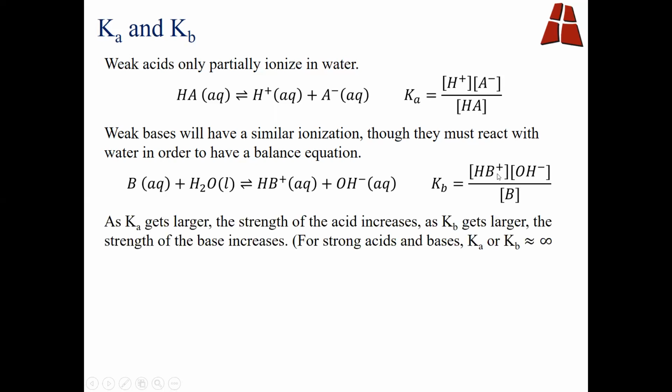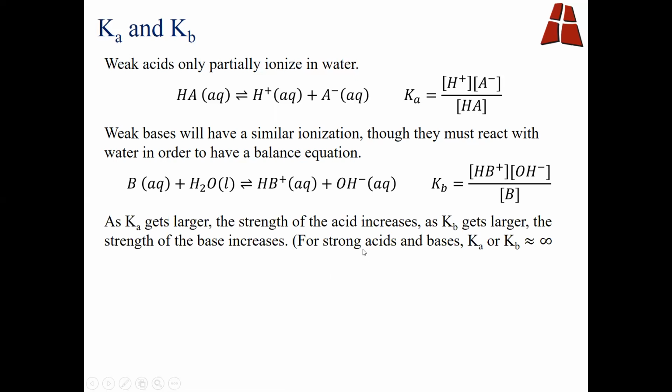As Ka gets larger, the strength of our acid increases. As Kb gets larger, the strength of our base increases. Of course, that makes sense because as we think about our products over our reactants, the more products we get, the bigger our K values are going to get. That is a direct reflection of the strength of our acids or bases.